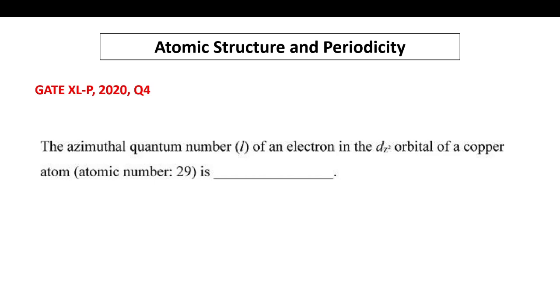The question states: the azimuthal quantum number L of an electron in the dz² orbital of a copper atom, atomic number 29, is. So what has been asked is to find the azimuthal quantum number, that is L. First, let us look into what these quantum numbers mean.